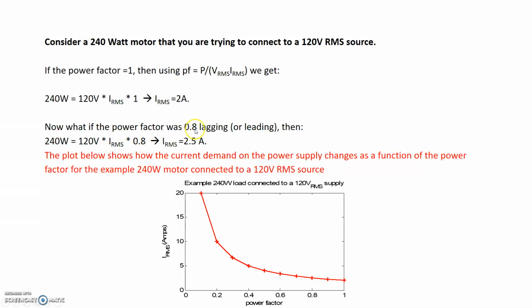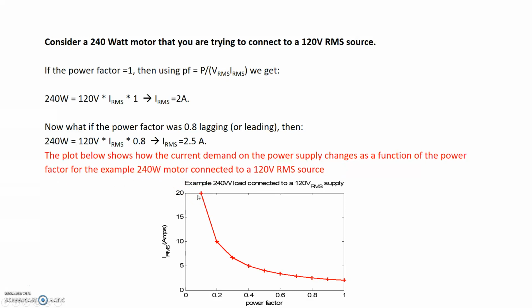If my power factor is 0.8 lagging or leading, the current that my load demands from the source just went up from 2 amps to 2.5 amps. Here is a plot of IRMS versus the power factor. This is a power factor of 1, which leads to a current demanded from the source of simply 2 amps. If I start to lower the power factor, I am demanding more and more current from the source, and that's not necessarily a good thing. We'll do a couple of examples in the next video related to these different power terms.